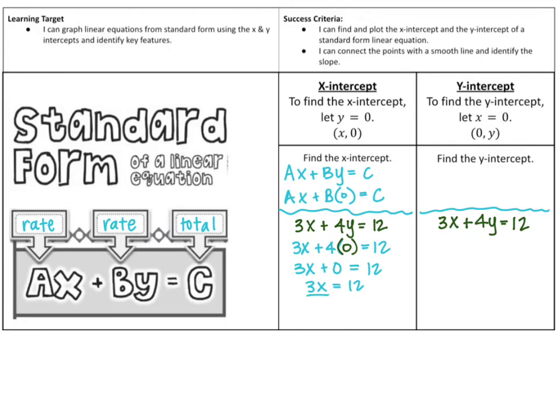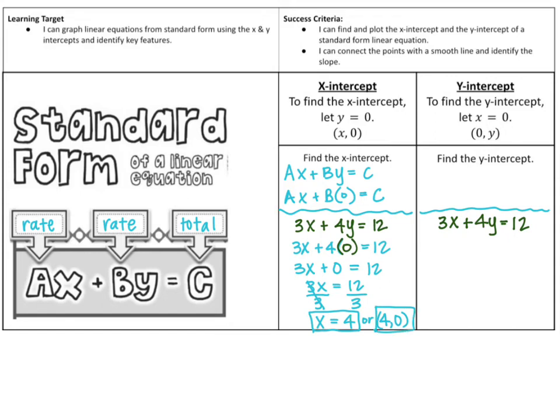And then I'm going to divide each side by 3 to find what x is when y is 0. 3 divided by 3 is 1, so we're left with x equals 12 divided by 3 is 4. So my x-intercept is 4. Remember, we can also write that as an ordered pair. So 4, 0.